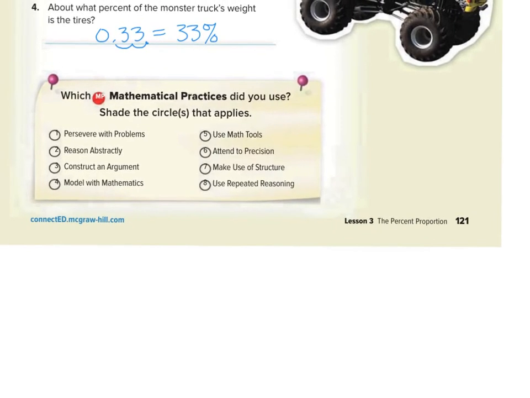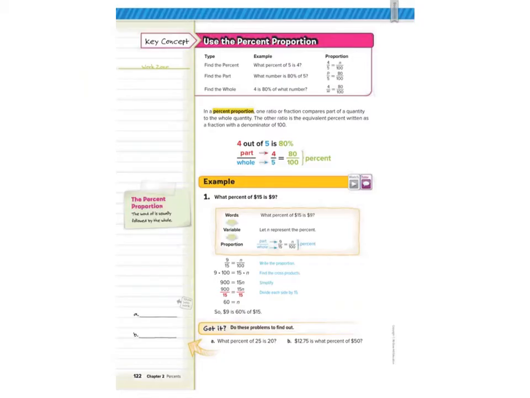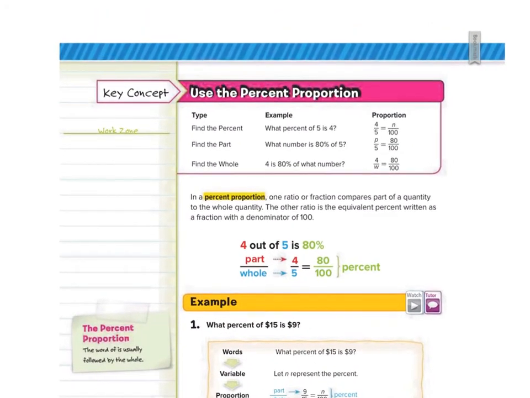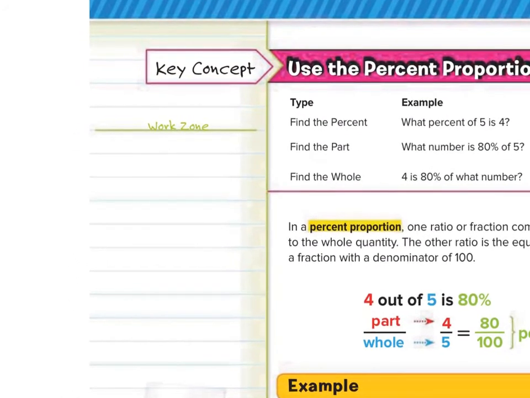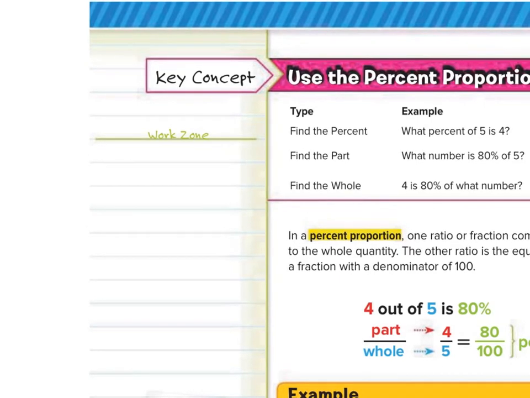So let's move on to page 122. On page 122, they are showing us some of the kinds of problems that we will be solving in this chapter. They give you examples of each type and show how it would be set up as a proportion. Before we look at that, let's have you write down what our model is going to be for these percent problems. For every percent problem that we solve in this chapter, I'm going to have you set it up as a proportion to be able to solve it.